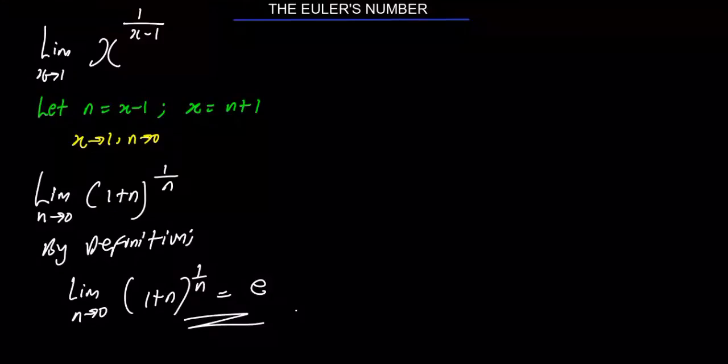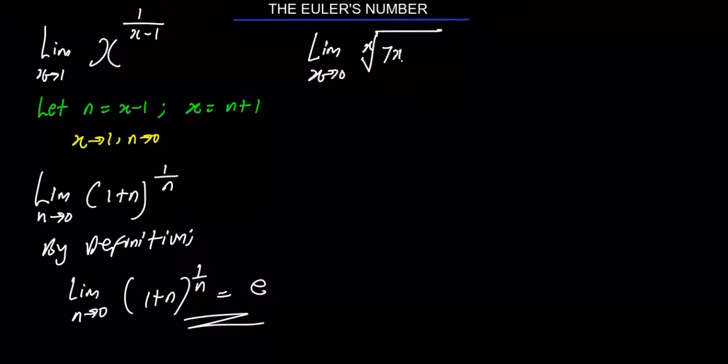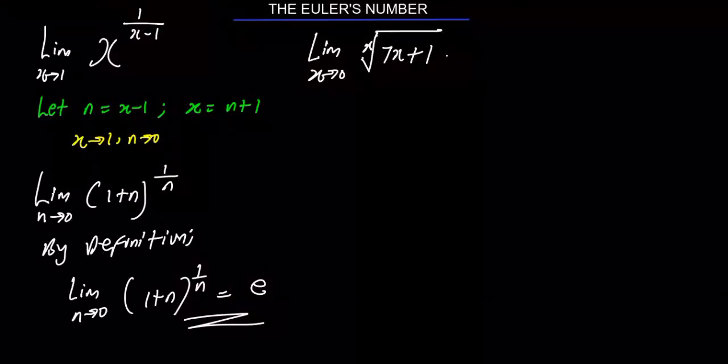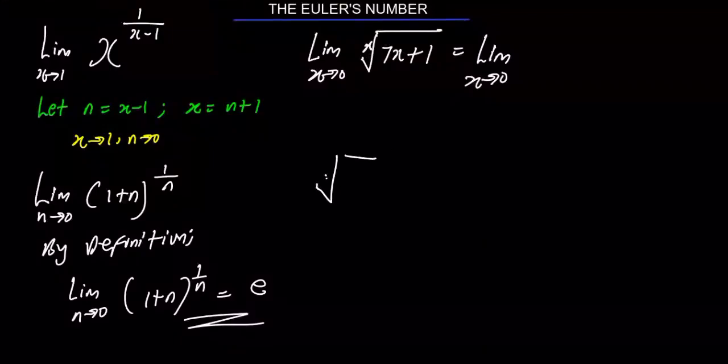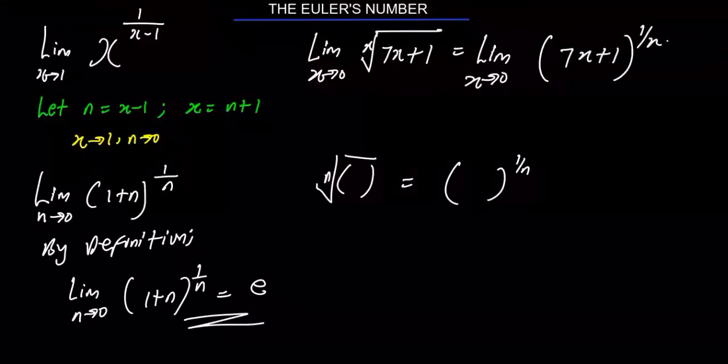So let us explore a more challenging problem. How do we solve this? If I have the limit as x tends to 0 of the x-th root of 7x plus 1, how do we solve this? Okay, let's go. Let us just rewrite this. Remember, if I have nth roots of a certain number, this is the same thing as raising to 1 over n. So I will write this as (7x plus 1) to the power 1 over x.